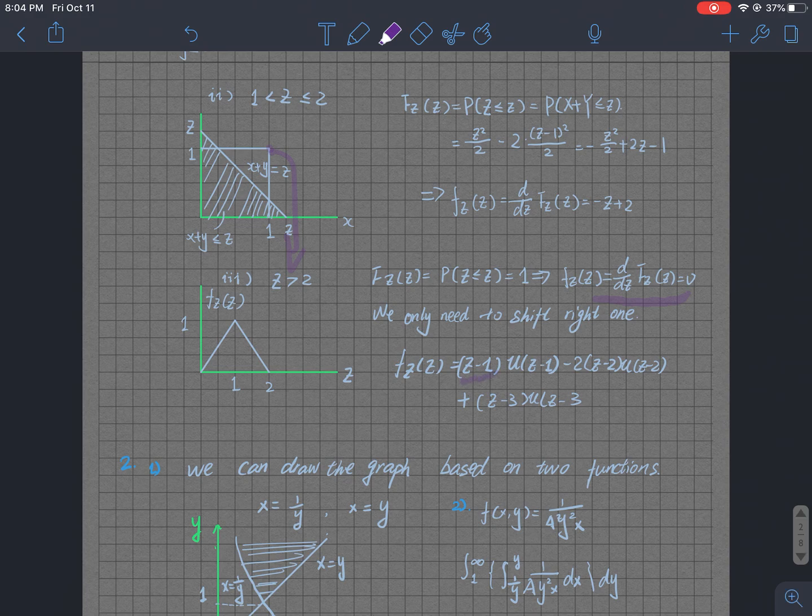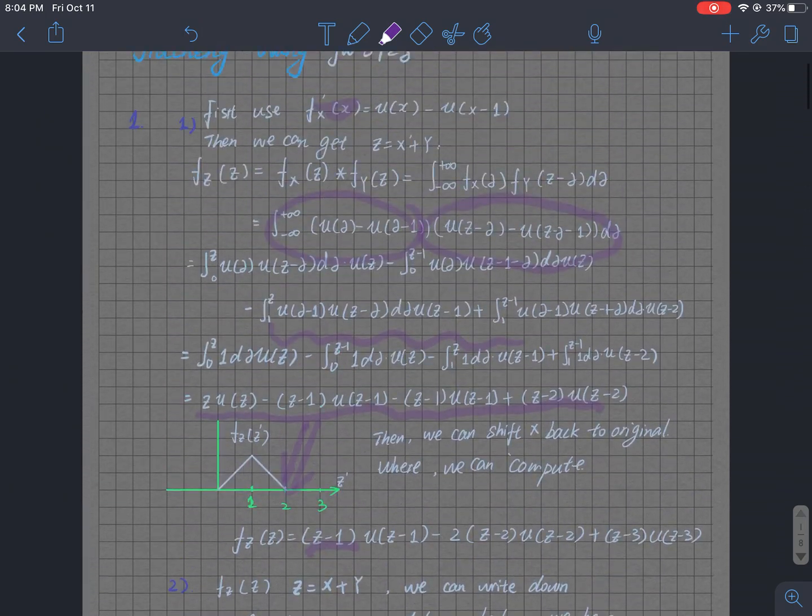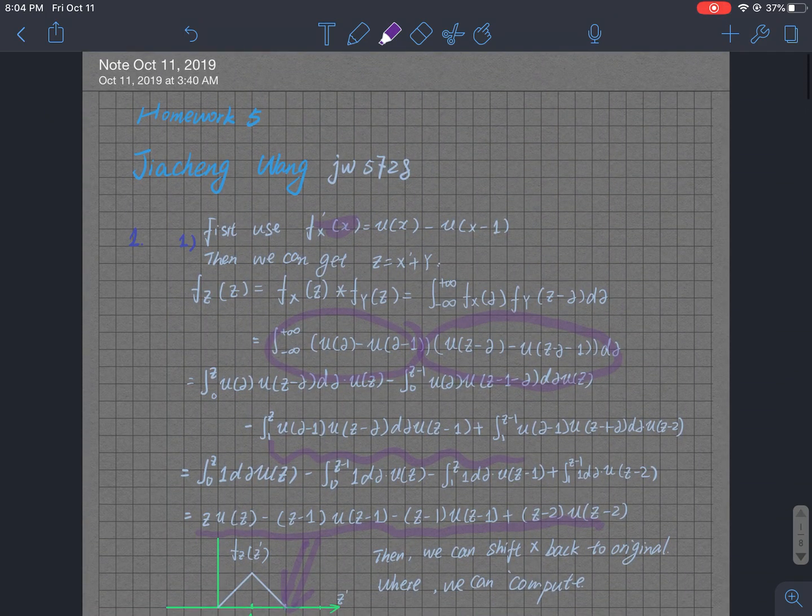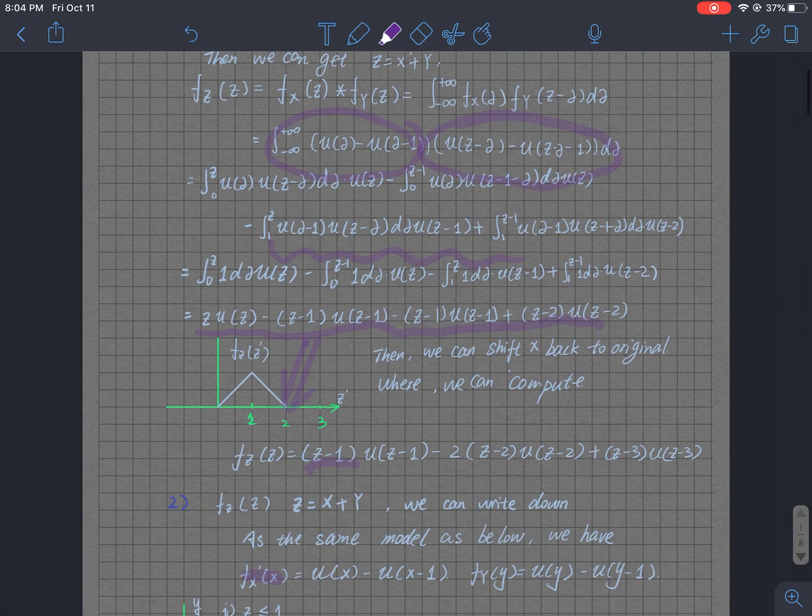And I think that's it. It's very simple. We need to remember the property of the triangle and the rectangular signal, and the shift. So this is basically a DSP problem.